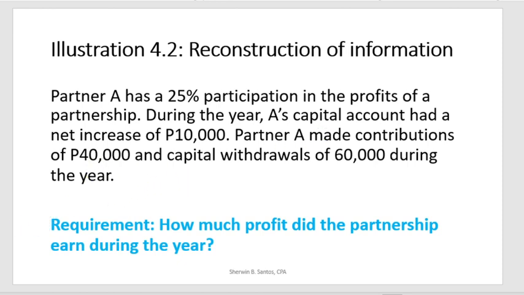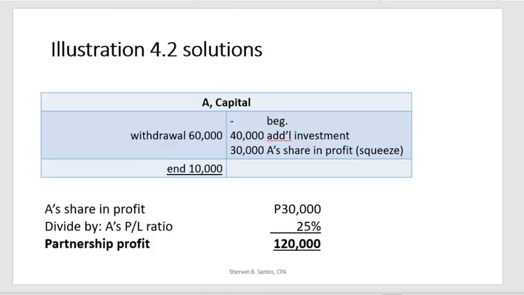So, how do we analyze this? Ang tinatanong sa'yo is yung magkano ang profit ng partnership. Ang binigay lang sa'yo ay yung detalye related kay A. Imagine, tinatanong kanya ng total partnership profit pero ang binigay niya lang ay yung detalye ng isang partner. So, let us analyze this using this illustration.